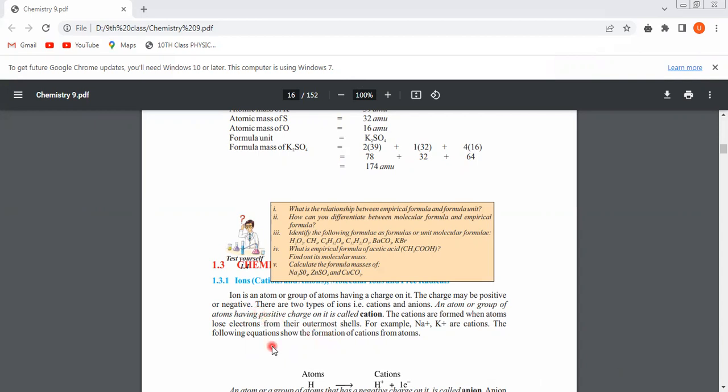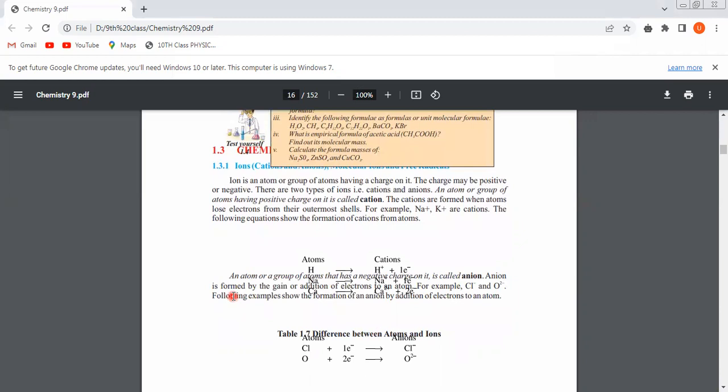An atom or group of atoms having a positive charge on it is called a cation. Cations are formed when atoms lose electrons from their outermost shell. For example, Na+ and K+ are cations. The following equations show the formation of cations from atoms.